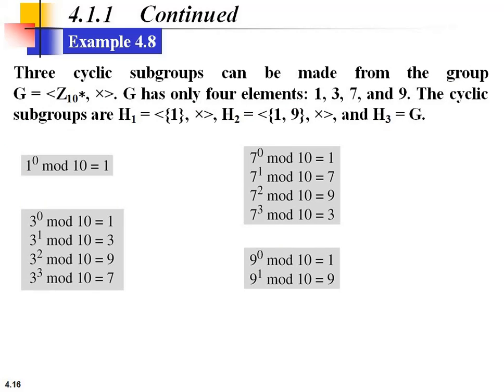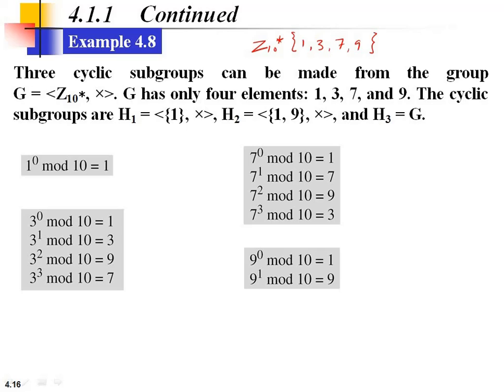One more example. Suppose we have the set Z10 star. Z10 star means all the numbers which are relatively prime to 10. So Z10 star basically contains 4 elements: 1, 3, 7, 9, all the elements which lie between 0 to 9 and are relatively prime to 10. So there are only 4 numbers, 1, 3, 7 and 9.